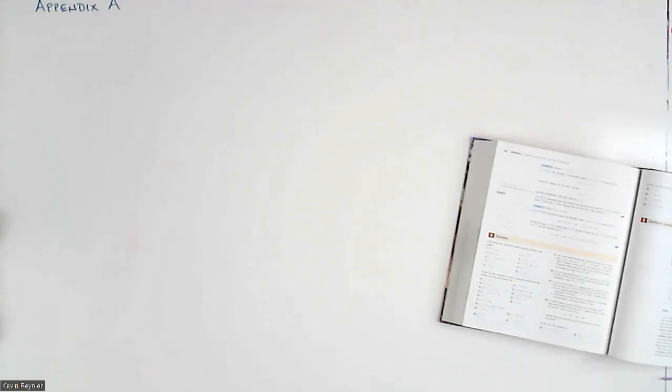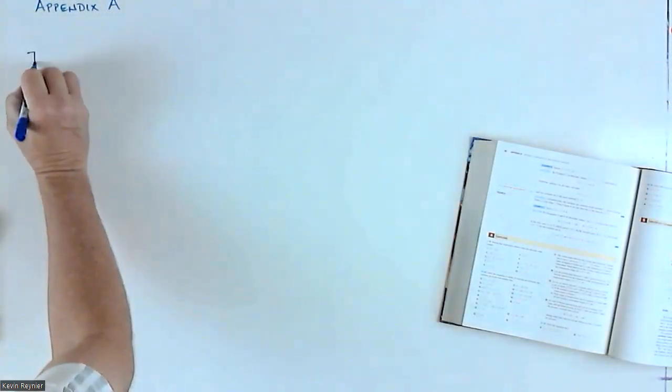All right. On this video, I'm going to solve some problems for you from Appendix A and Appendix C. We'll begin with Appendix A. I'm going to pick a selection of problems to work on. I'll begin with problem number 7.